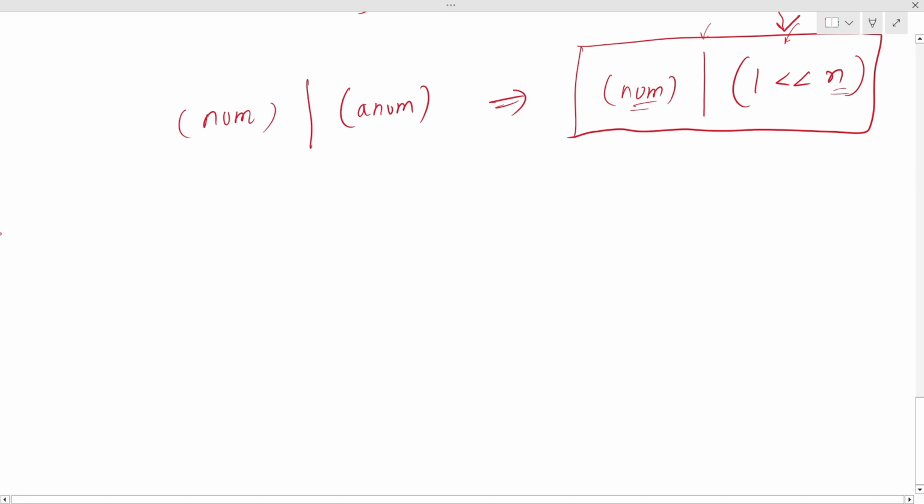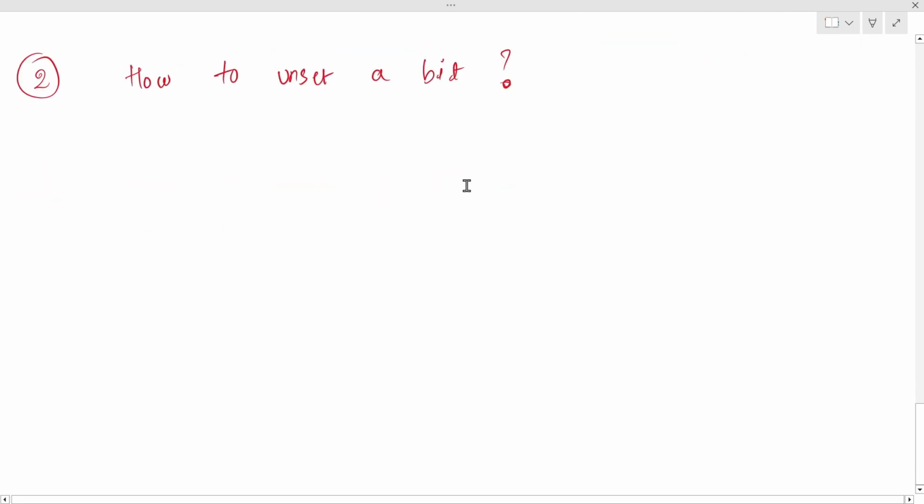And the second part of this session is how to unset a bit. If you know how to set a bit, then unsetting a bit is not a big deal for you. You might have already guessed, right? I will say num is something like 5, and n is something like 2. Num is nothing but 0, 1, 0, 1. Let me take another example. Instead of 2, I'll say something like 3.